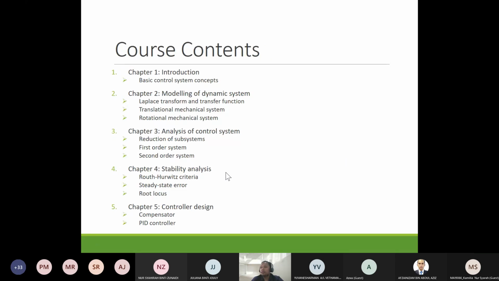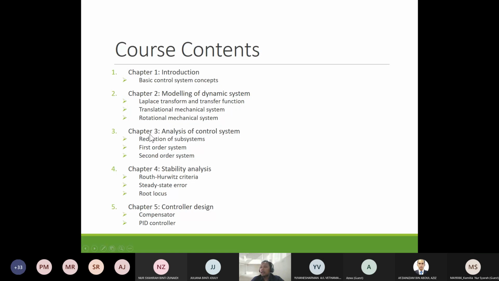In this subject, there are 5 chapters. Chapter 1 will be an introduction to the control system concept. Chapter 2 will be about modeling the dynamics of a system. I think all of you already learned in dynamics and in ODE how to use Laplace transform and how to model a translational system and rotational system. This involves mechanical systems. Everything that you have learned in dynamics will be relearned, belajar balik.